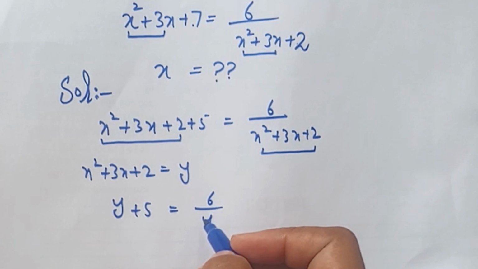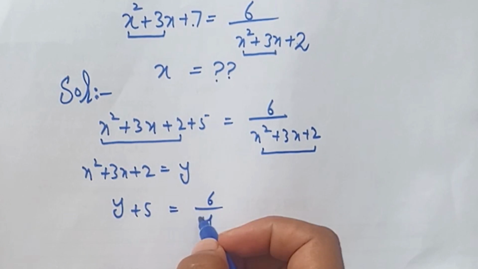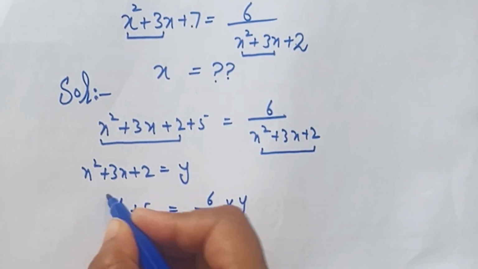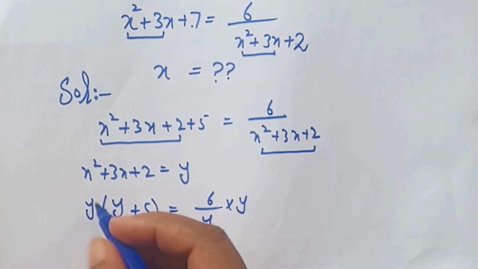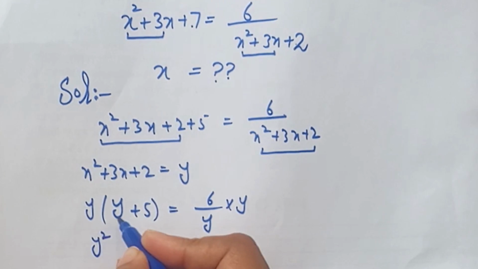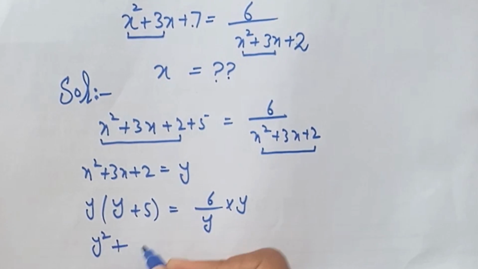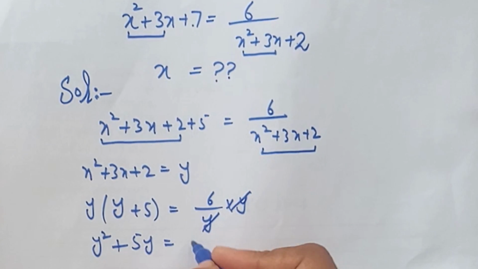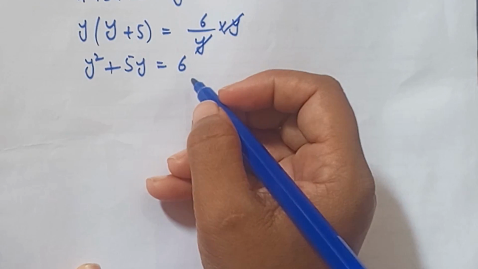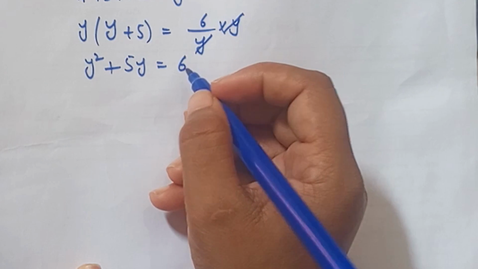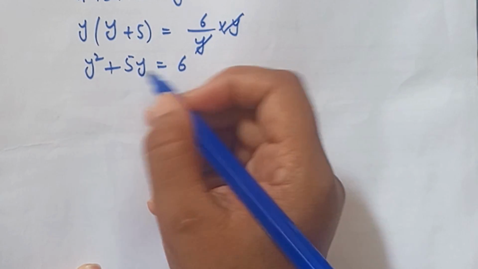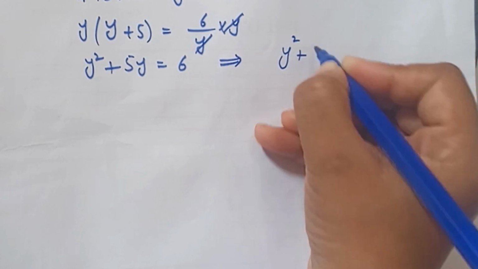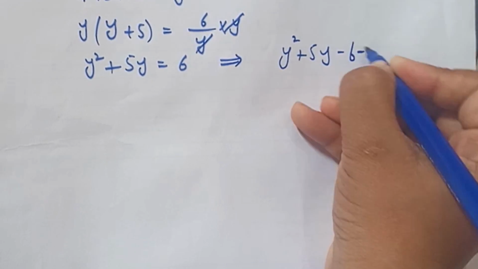So in the next step, we multiply this equation by y on both sides. So multiply this side by y and also multiply this side by y. So this will become y². The second term will become plus 5y. This is equal to, y and y cancel, we just get a 6. Now in the next step, we subtract 6 on both sides of this equation. So this will become y² + 5y − 6 equals 0.